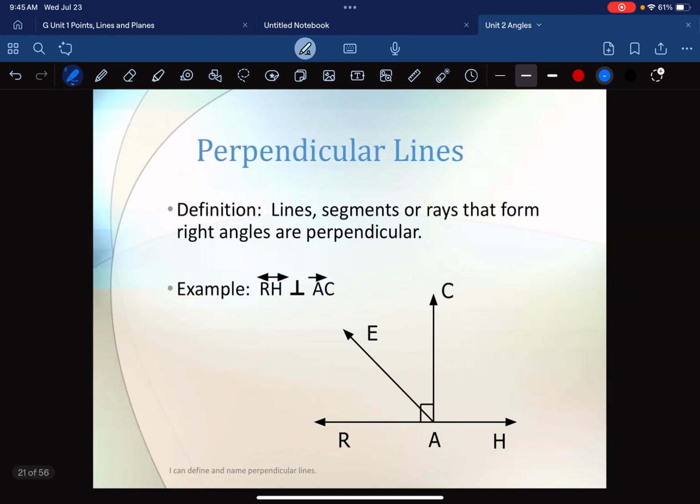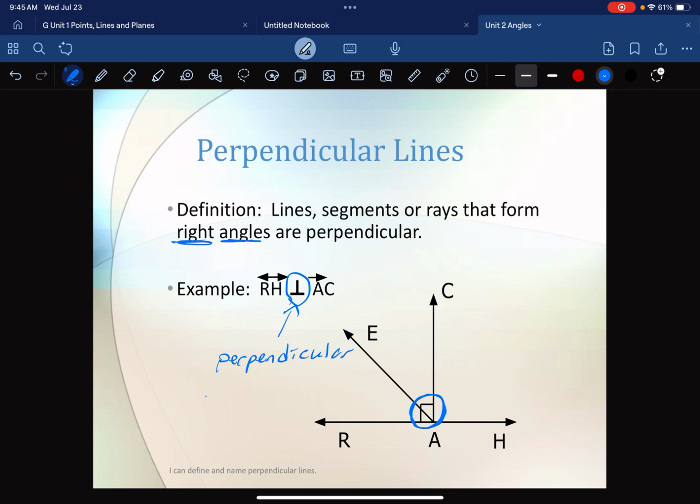All right, perpendicular lines, they are just lines, segments, or rays, any one of the three that form a right angle. So down here I've got line RH and ray AC, and they are perpendicular because right there you see that they form a right angle, and the right angle mark shows us that. And this symbol, the upside down capital T, means perpendicular. So you're going to see a lot of symbols in this unit.